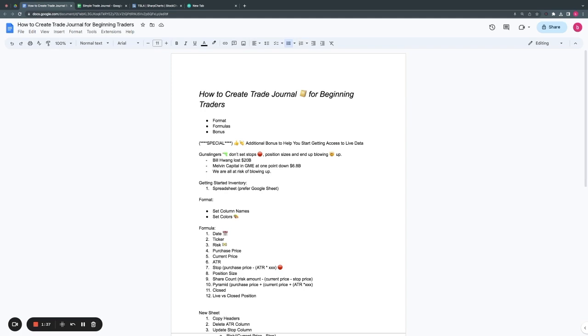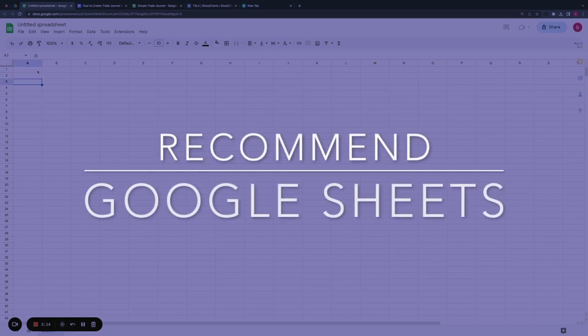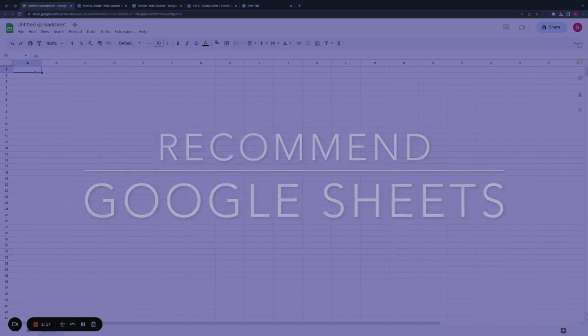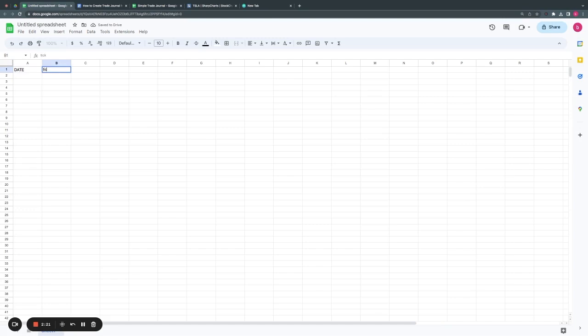As we start to break into creating this trade journal, the number one thing that you're going to need, the starting inventory, is going to be a spreadsheet. The first thing that we're going to do is set up the columns that we're going to have across the top. We're going to have the date, we're going to need the ticker, and something a little bit different that you may not pay attention to, but most traders should, especially when they're thinking about their position sizing, is a risk amount, whatever amount you're willing to risk in each individual trade.